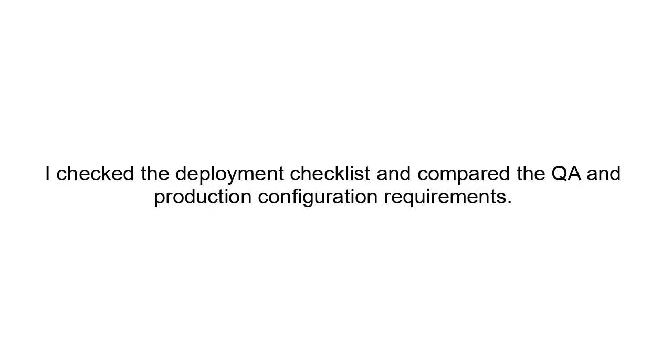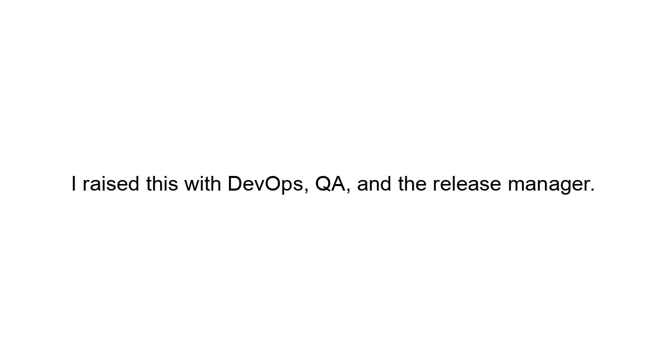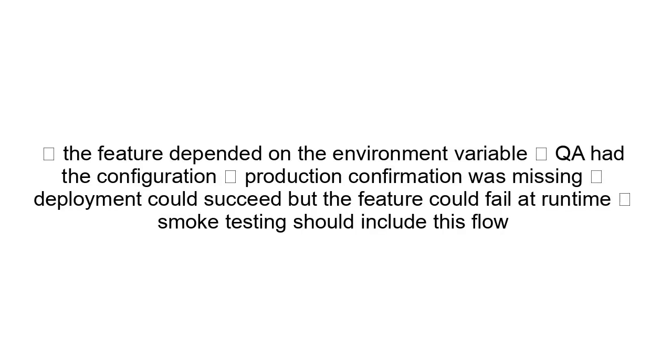Action: I checked the deployment checklist and compared the QA and production configuration requirements. I noticed that the production environment did not yet have confirmation for the new external service URL. I raised this with DevOps, QA, and the release manager. I explained: the feature depended on the environment variable. QA had the configuration. Production confirmation was missing. Deployment could succeed, but the feature could fail at runtime. Smoke testing should include this flow.